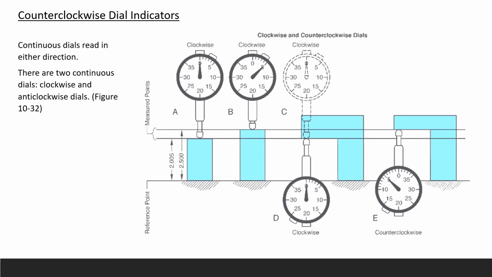So counterclockwise dial indicators: you can see right here, we have clockwise going to the right and then counterclockwise going to the left. So continuous dials read in either direction. So there are 2 continuous dials, clockwise and counterclockwise. So clockwise is like that, and counterclockwise is going this way.